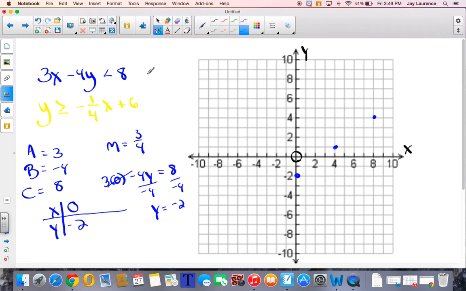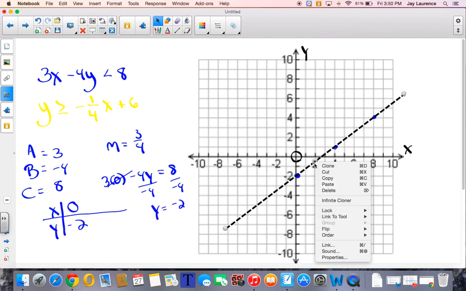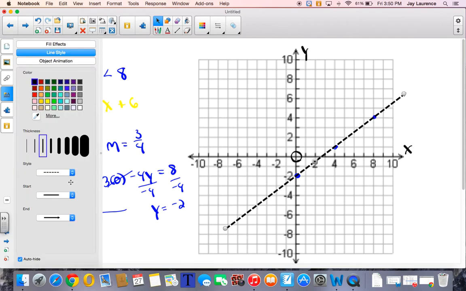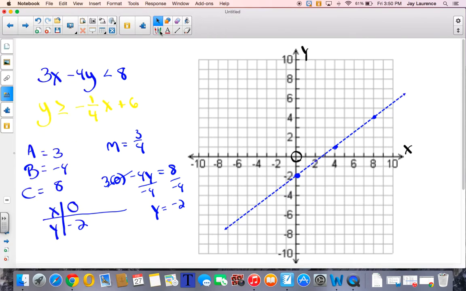Okay, now it's not equal to, see that? It's not equal to, so this will be a broken line. So let me get my line out here. All right, and I'll make it blue so we don't get it mixed up. I'll make it a little bit thinner. Okay, now I got to do the test point. Always have to do the test point.